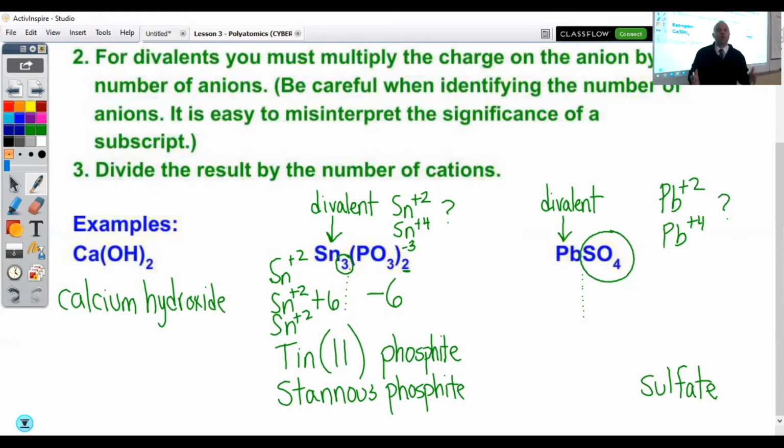So look at the total charge on the right side. The total charge is based on 1 sulfate, so it is -2. That means the total charge on the left side is going to be +2. In this case, I have just 1 lead accounting for that +2 charge. So I have lead(II) sulfate, or plumbous sulfate.